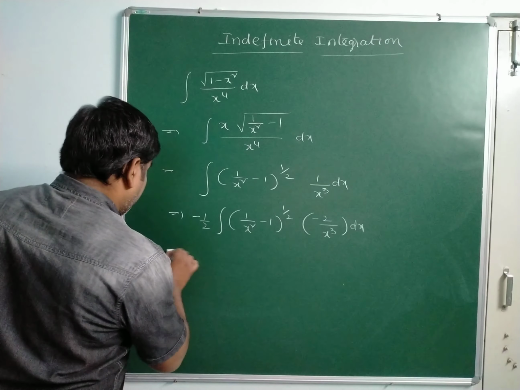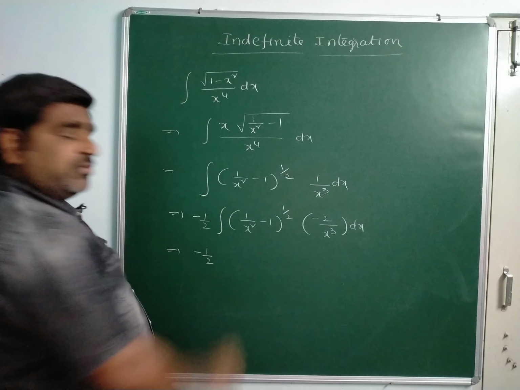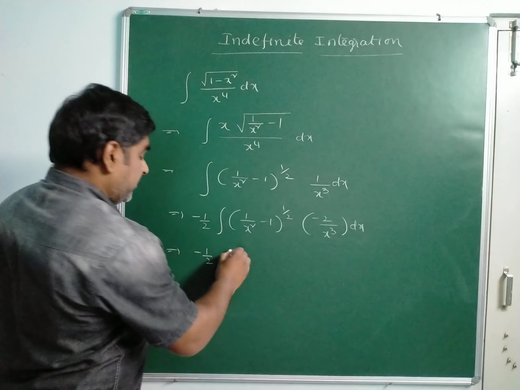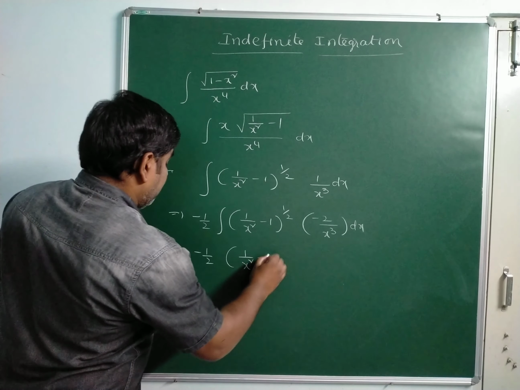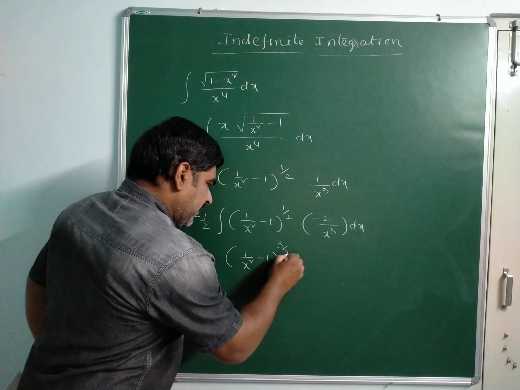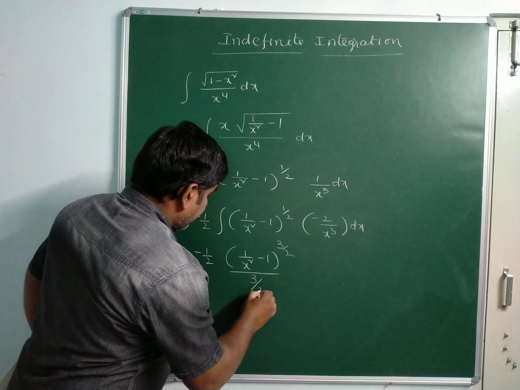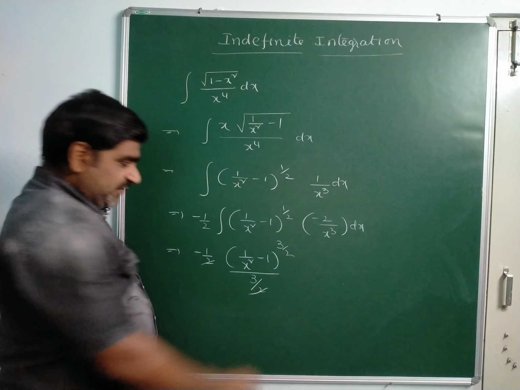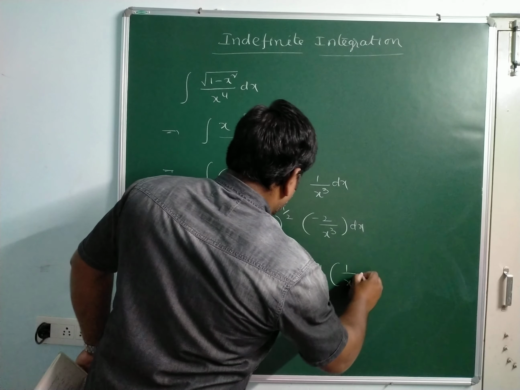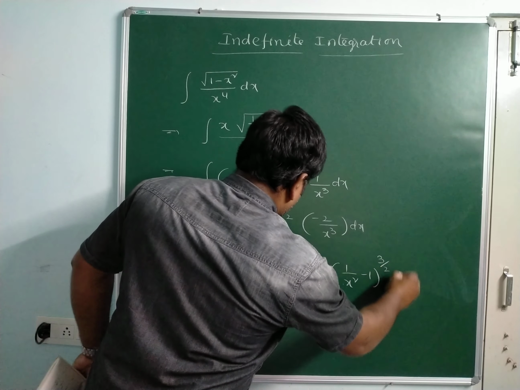Same model formula. So minus 1 by 2 into f of x whole power n into f dash of x formula. F of x whole to the power of n plus 1 by n plus 1 is 1 by x square minus 1 whole to the power of 1 by 2 plus 1 is 3 by 2, by 3 by 2. Here 2 gets cancelled. And the answer for this question is minus 1 by 3 into 1 by x square minus 1 whole to the power of 3 by 2 plus c.